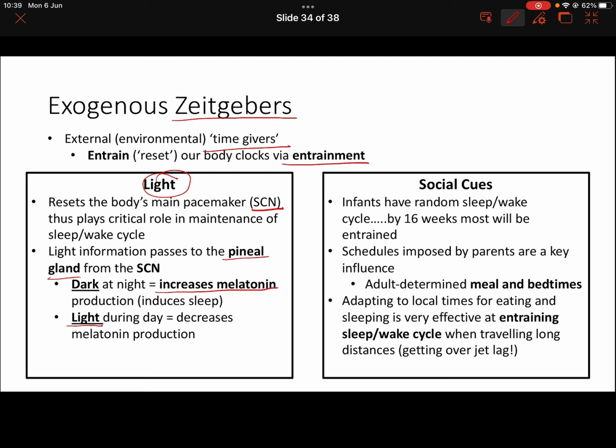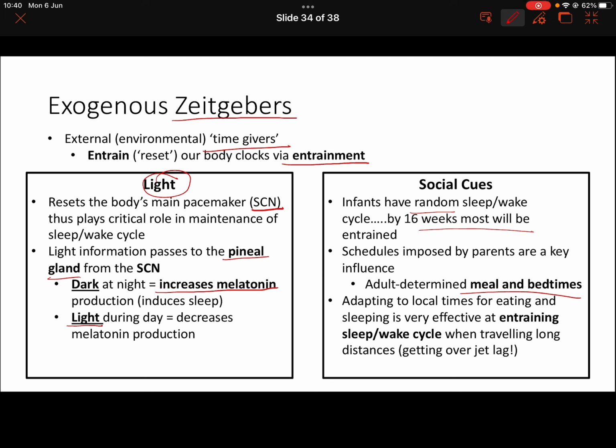Another key Zeitgeber is social cues. As every parent would know, babies rarely are on the same sleep-wake cycle as the rest of the family. In fact, newborn babies' initial sleep-wake cycle is pretty much random. At about 6 weeks, the circadian rhythm begins, and by 16 weeks, most babies' rhythms will have been entrained by the schedules imposed by parents, and this includes adult-determined meal times and bedtimes.